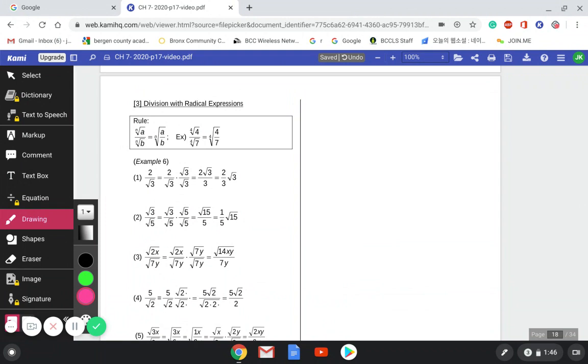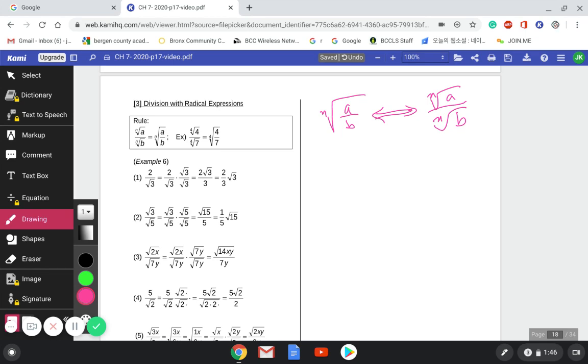Now, how about the division of a radical expression? When you have nth root of a over b, that's the same as separating numerator and denominator. So nth root of a divided by nth root of b. Or vice versa. When you have nth root of a divided by nth root of b, you can put them into one root.